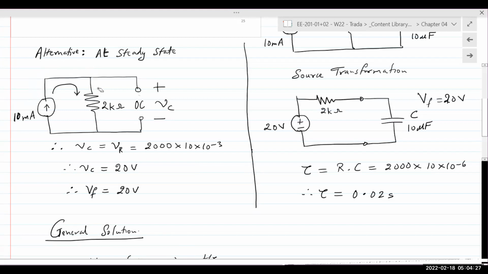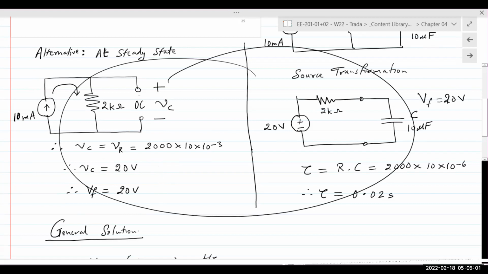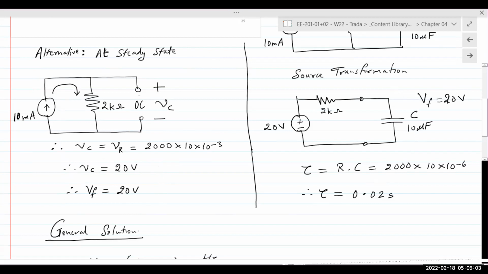And if all of the current is going through the resistor, what is the voltage drop across the resistance? Given by Ohm's law, 10 milliamps times 2 kilo ohms, 20 volts. If VR is 20 volts, VR and VC have to be the same because they're connected in parallel. And so my final value of the voltage in that capacitor at steady state is also 20 volts. I suggest you pause here and consider both of these circuits and both of these methods. Think over it and let me know if you have any questions.